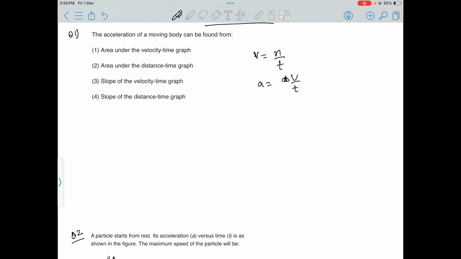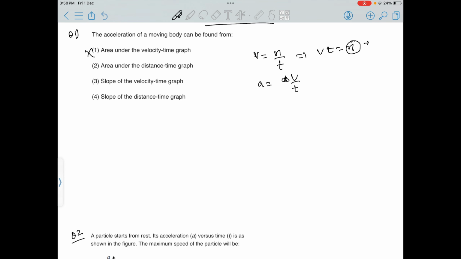So the first option is the area under the velocity-time graph. It can be written as vt equal to x. So the area under the velocity-time graph is displacement. So this option will be one. Area under the distance-time graph: there is no formula.